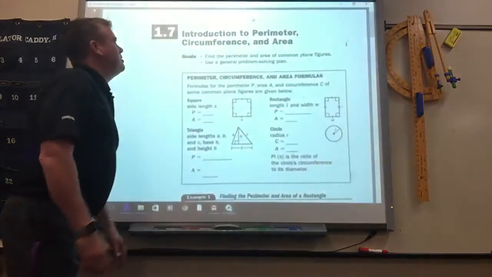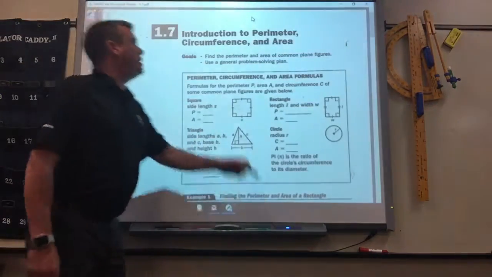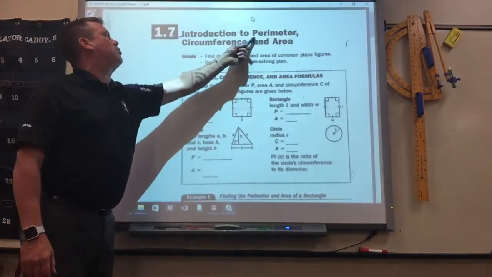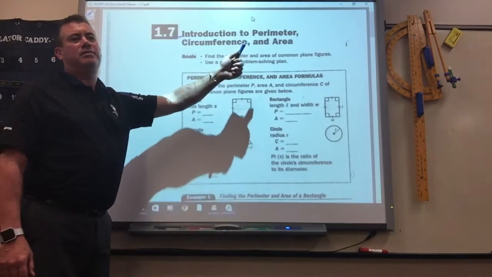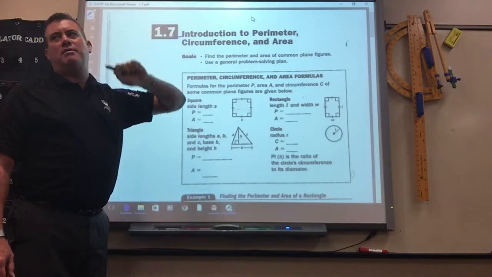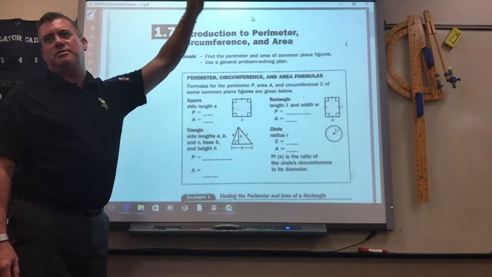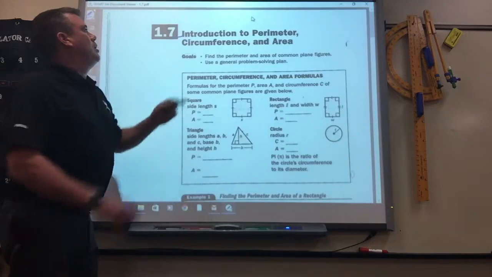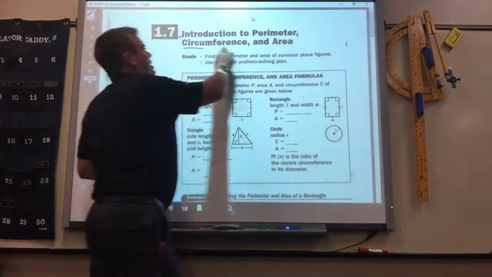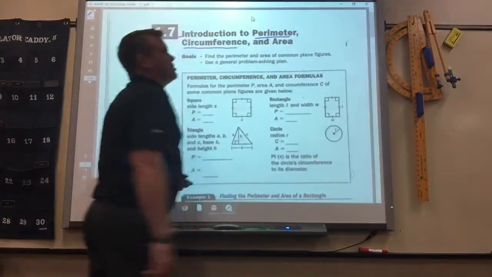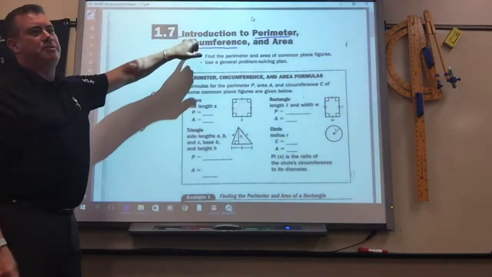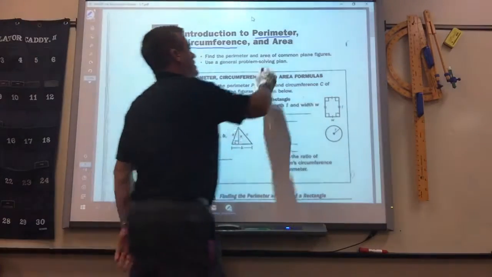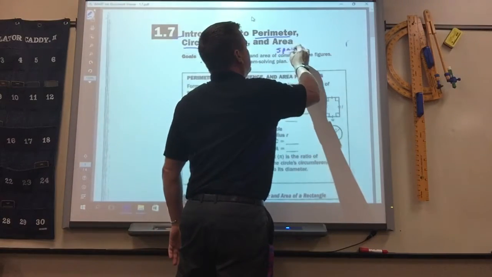Section of this chapter, and it's just an introduction, and again, it's something you've done before: perimeter, circumference, and area. Perimeter, everyone remember, means distance around. Okay? Circumference and perimeter are the same thing. It's just circumference refers to a circle. Area is the space inside.